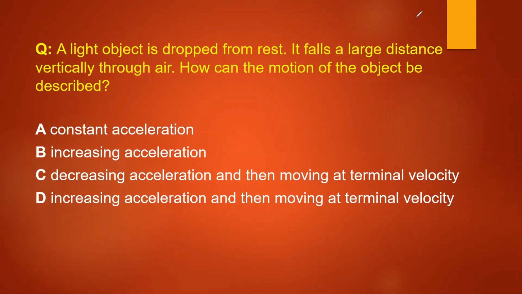A light object is dropped from rest. It falls a large distance vertically through air. How can the motion of the object be described? A, constant acceleration. One thing we have to see over here, they say through air. So when there is air, acceleration cannot be constant because the drag force is acting on it. So A cannot be the option.